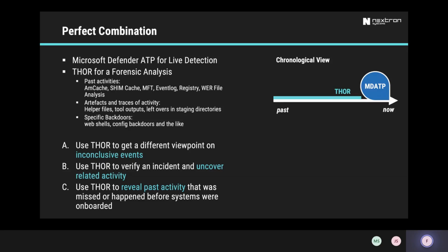So other files that the attackers left on the end system, apart from the processes that you see, or the suspicious processes that you see in Microsoft Defender ATP. Or to reveal past activity that was missed by Microsoft Defender ATP. These things happen, or things that happened before the systems were onboarded.